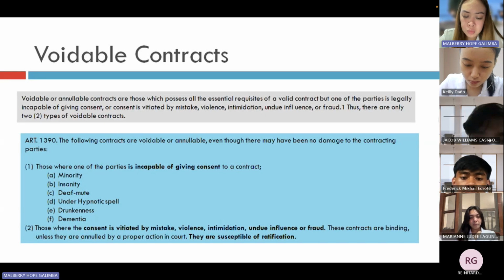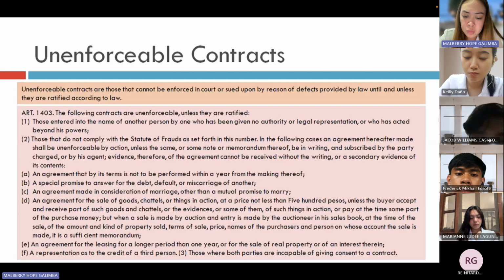Number 2 is those where the consent is vitiated by mistake, violence, intimidation, or undue influence or fraud. Those are voidable contracts. Now let's go to unenforceable contracts. Unenforceable contracts, just like rescissible and voidable, these are valid contracts. But unenforceable contracts cannot be enforced in court or sued upon by reason of defects provided by law until and unless they are ratified according to law.